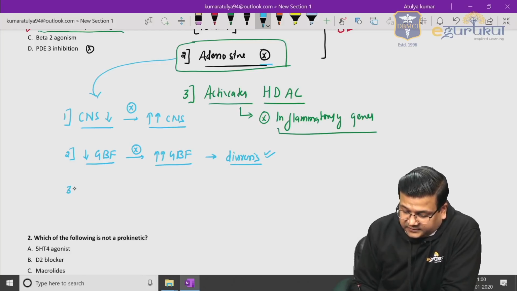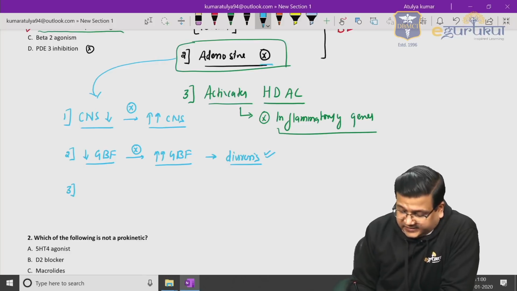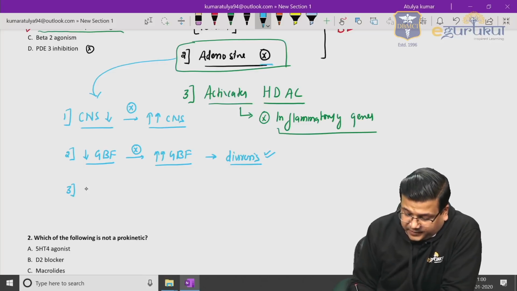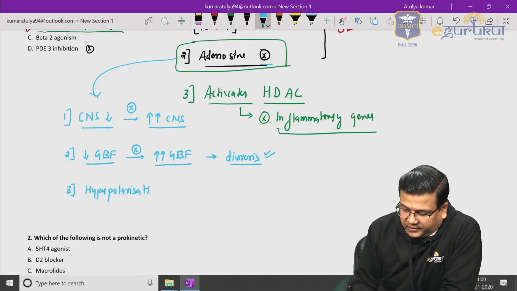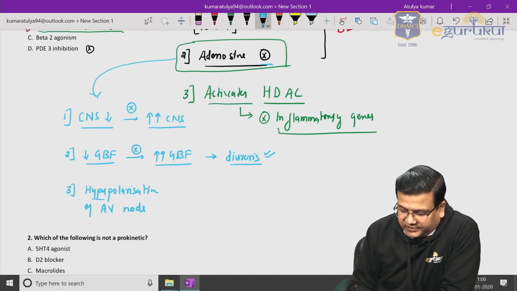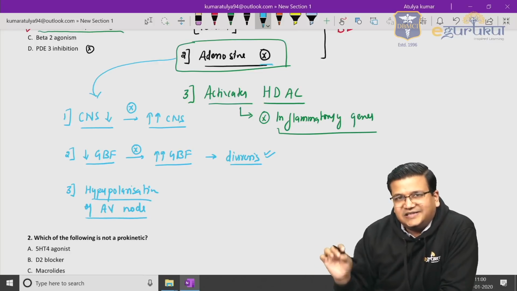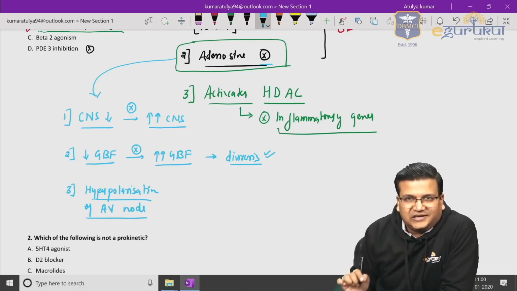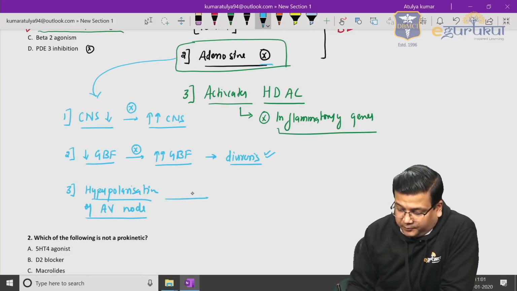Third important function of adenosine: if you will recall, adenosine is the drug of choice for PSVT, paroxysmal supraventricular tachycardia, and what it does is cause hyperpolarization of the AV node. That decreases the number of impulses passing from atria to ventricle, and that is helpful in the treatment of PSVT. But hyperpolarization of the AV node would result in bradycardia. So any drug which is opposing adenosine, like theophylline, can cause tachycardia.